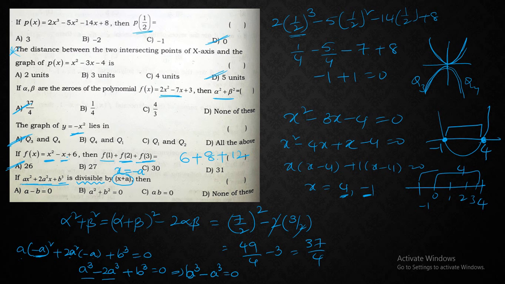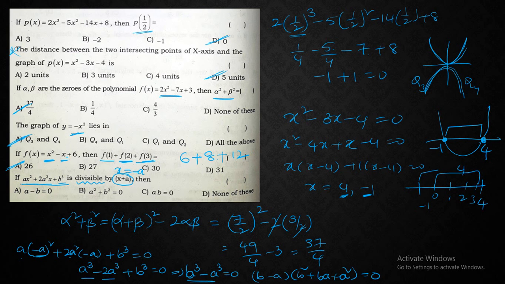So b cube minus a cube is equal to 0 means we can simply say b minus a into b square plus ba plus a square. Already we have written the a cube minus b cube formula in the previous slide, right? So b minus a into b square plus ba plus a square.